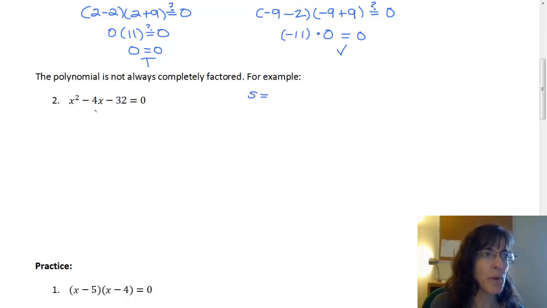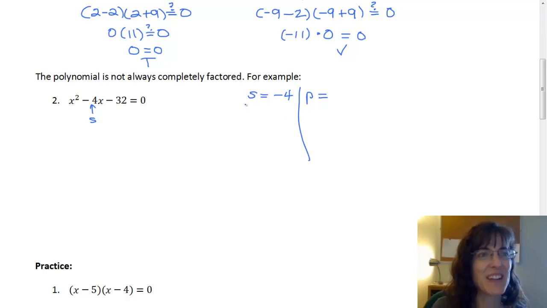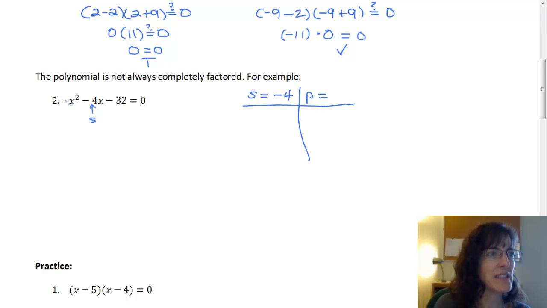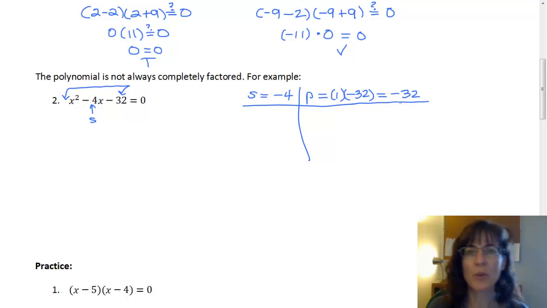So the sum, remember, comes from your middle term, and that'll be a negative 4. And the product is the positive 1 that's implied here times the negative 32, so positive 1 times negative 32, which comes to a negative 32. And then I'm looking for factors of negative 32.